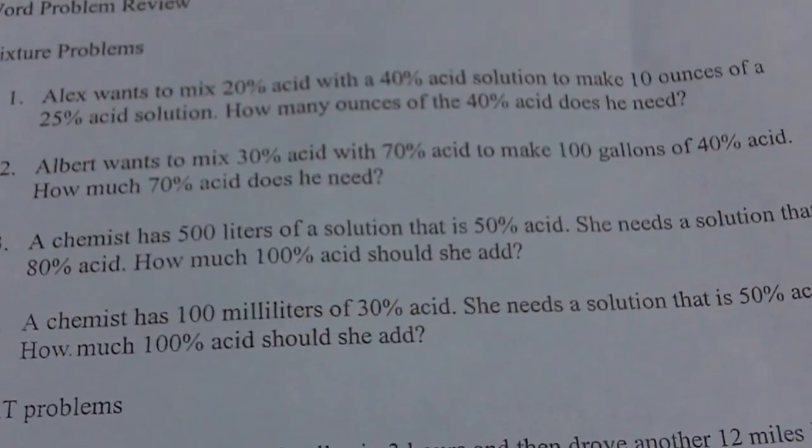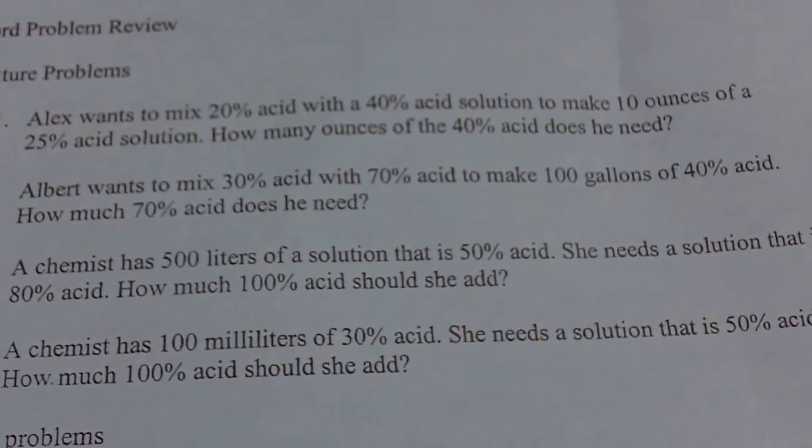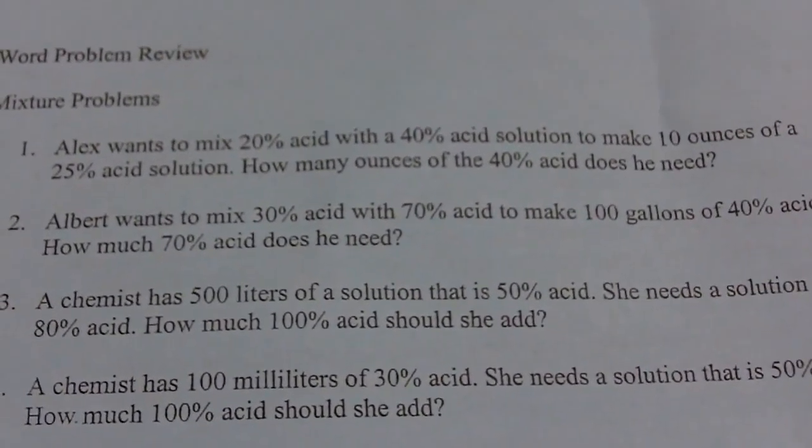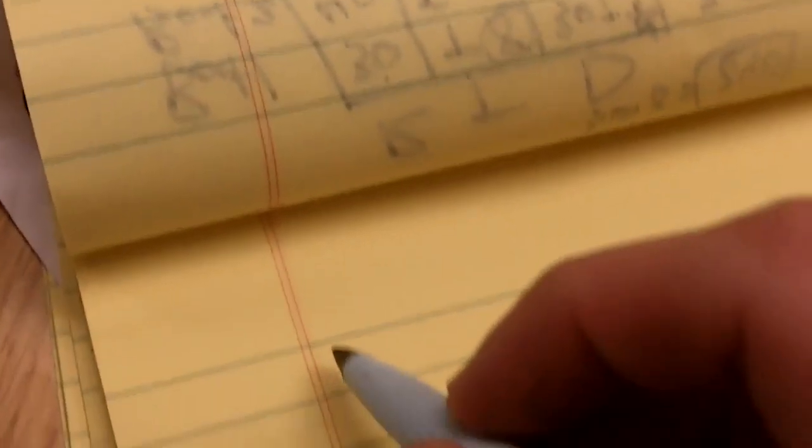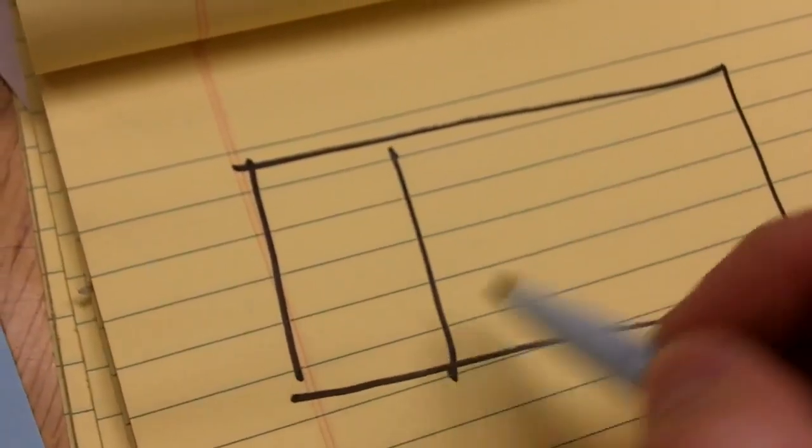Number 2. Albert wants to mix 30% acid with 70% acid to make 100 gallons of 40% acid. How much 70% acid does he need? This is a mixture problem. I'm going to make a chart. Okay, chart. Keep the chart easy, keep it simple.